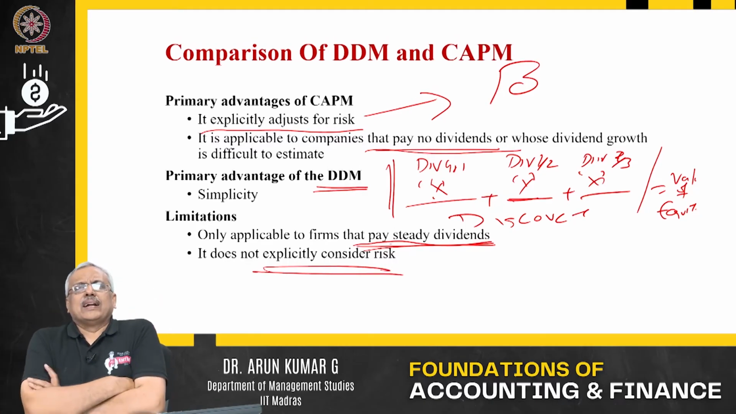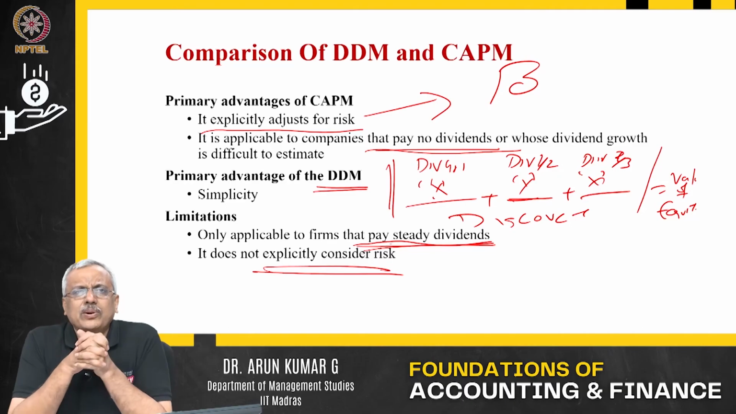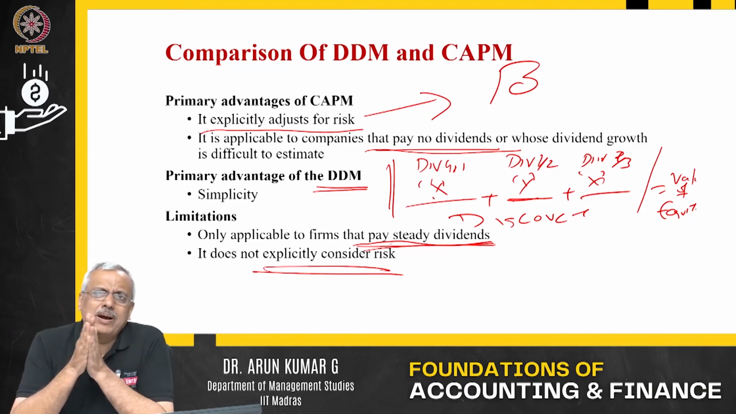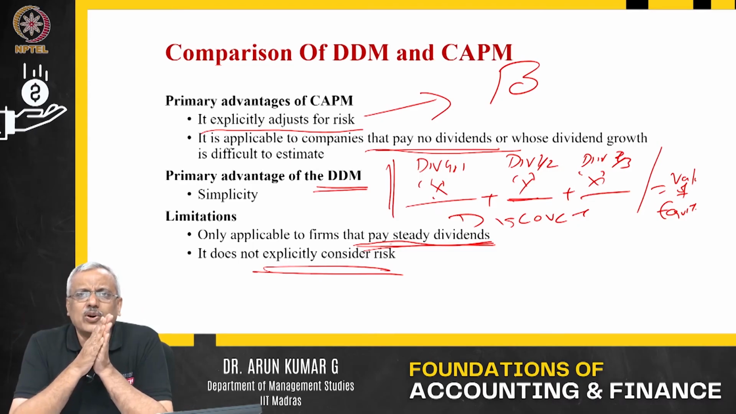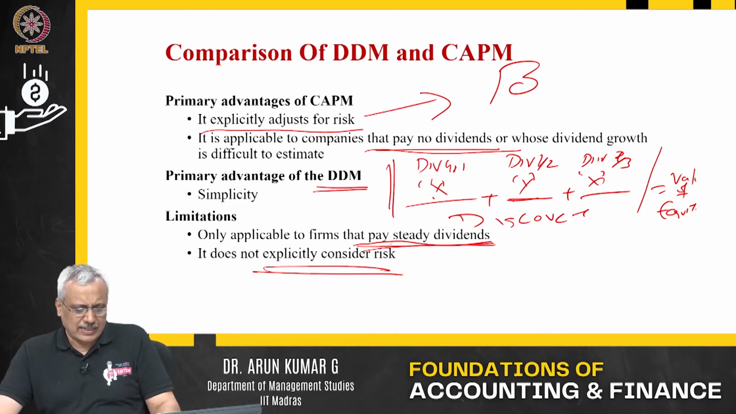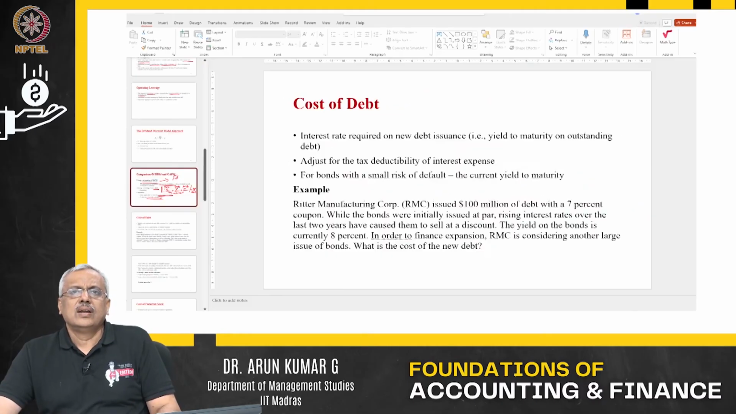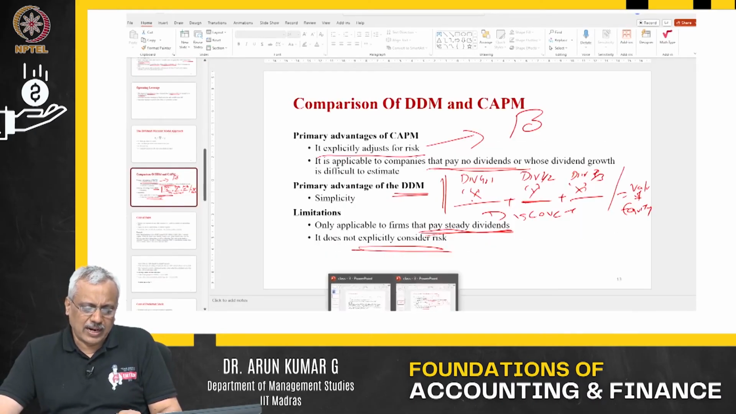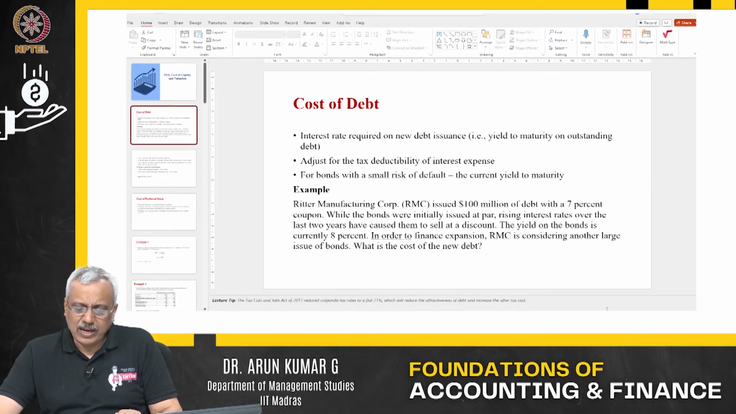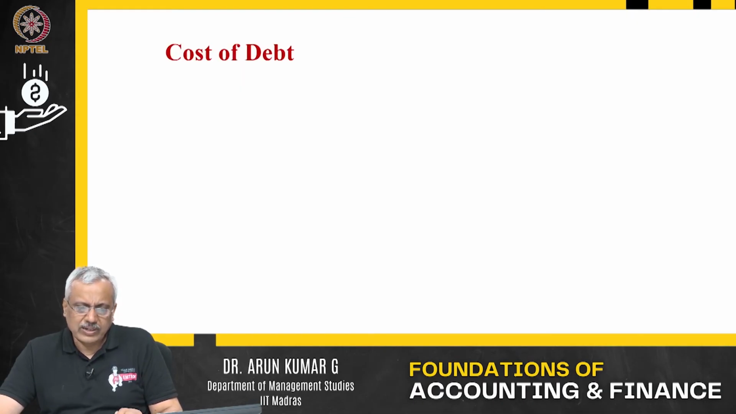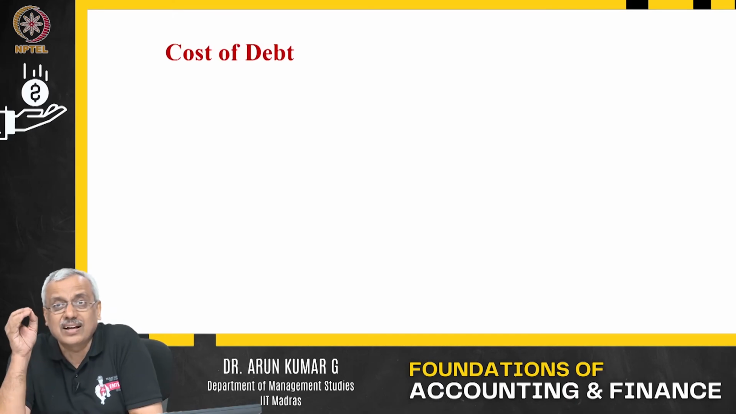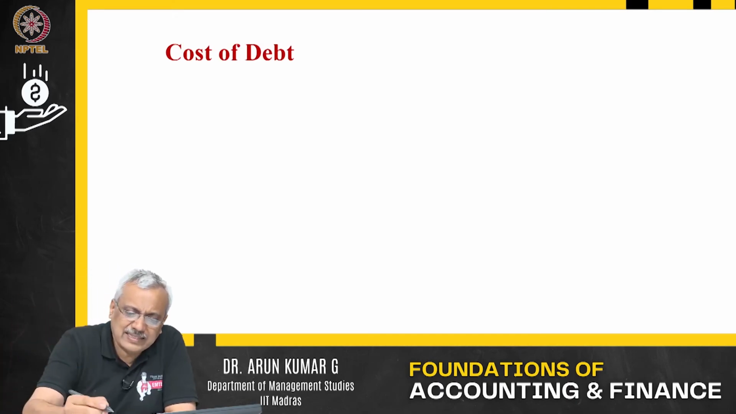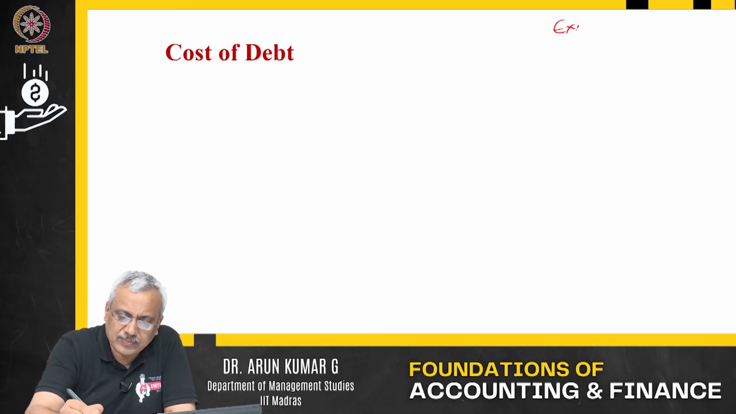The next aspect, we looked at equity in terms of the dividend discount model, we looked at equity in terms of CAPM, expected return, and so on and so forth. We have some idea about beta. Now, the next aspect I am going to focus on at this stage is cost of debt. What is cost of equity? Cost of equity is expected return.